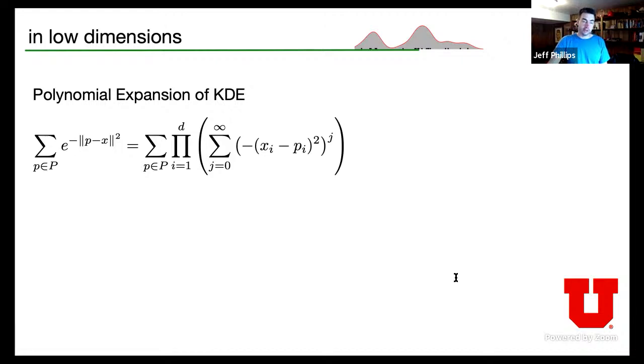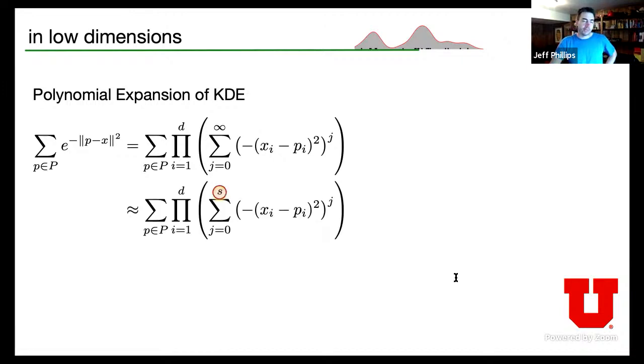We start in low dimensions and solve this with a polynomial expansion of the kernel density estimate. We use this particular polynomial expansion. You notice it has an infinite number of terms inside the product. So we're going to do a finite approximation of this, bound this sum up to some term ns, which I will state in a second. And this will guarantee an error of the right scale that we need.